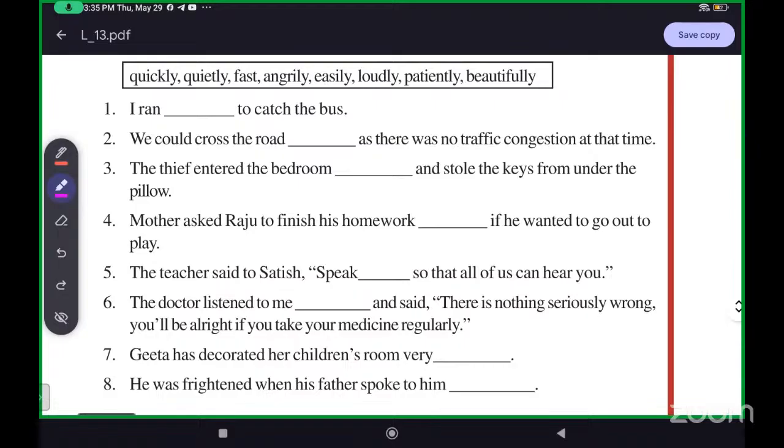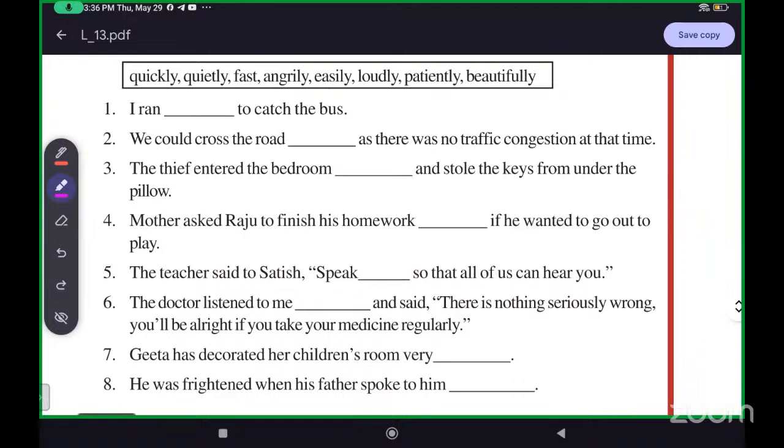Mother asked Raju to finish his homework quickly if he wanted to go out to play. Quickly. Yes. Edward. Fifth one. The teacher said to Satish, speak loudly so that all of us can hear you. Yes. Megan, sixth one. The doctor listened to me patiently and said, there is nothing seriously wrong. You'll be all right if you take your medicine right away. Yes. That's right. Patiently. Edward, seventh one.